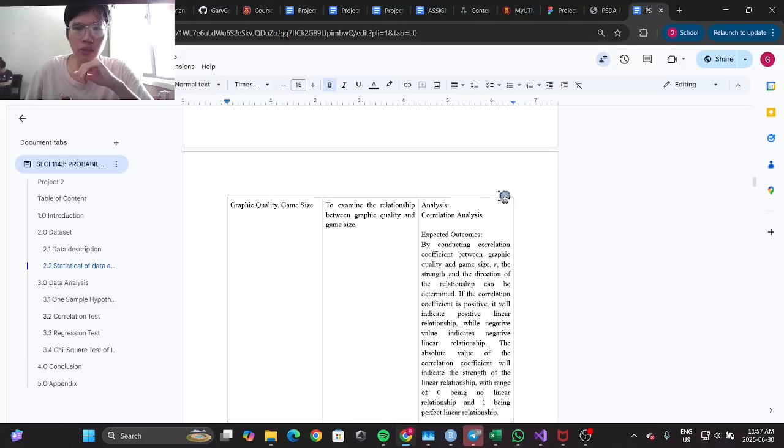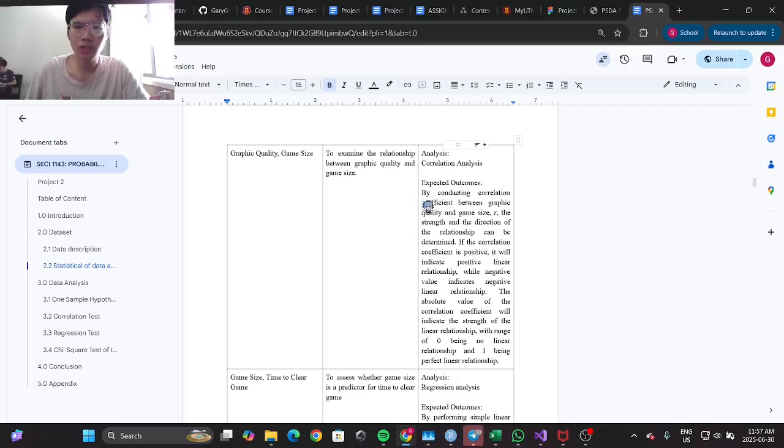The second one is correlation analysis. We'll be doing it on graphic quality and game size to examine whether there's a linear relationship between these two. For this one, we'll be calculating the coefficient of correlation between graphic quality and game size to determine whether the relationship is weak or strong, positive or negative. So that's the correlation analysis.